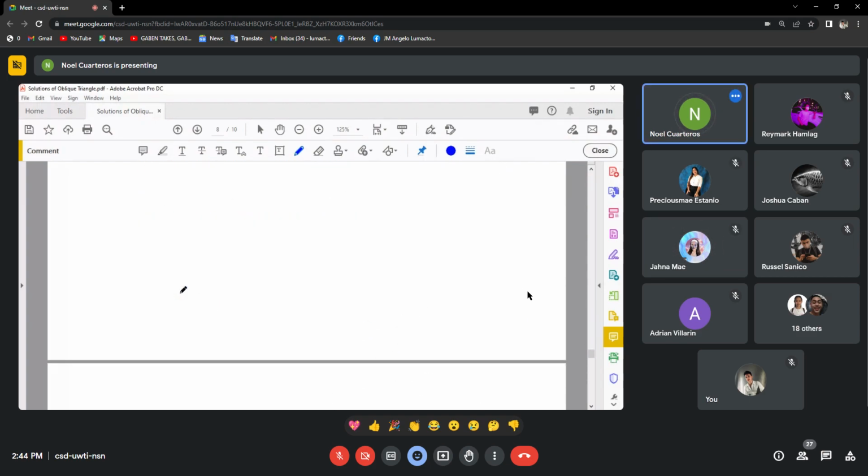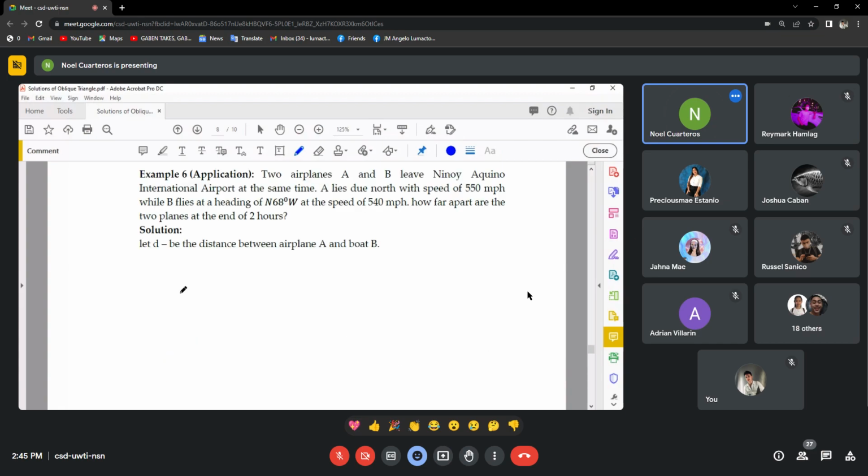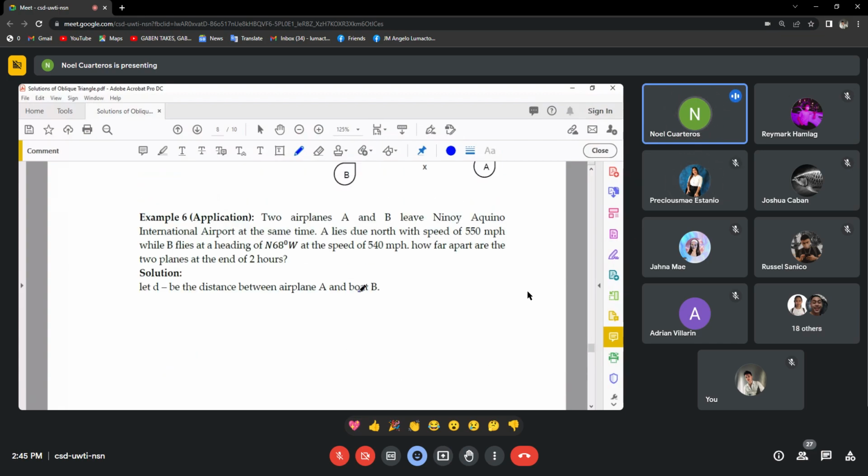Second example, airplane ni siya, class, dili ni siya boat. Two airplanes, A and B, leave Ninoy Aquino International Airport at the same time. Airplane A flies due north, pasaka, from the airport. With the speed, class, the velocity, which is distance over time.